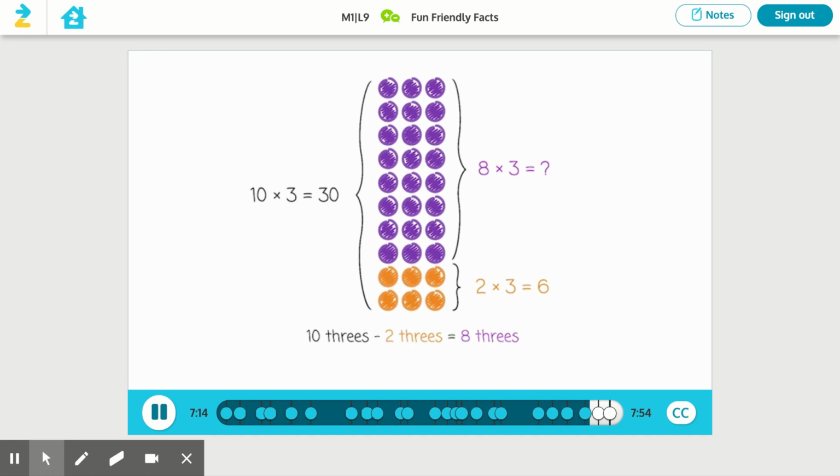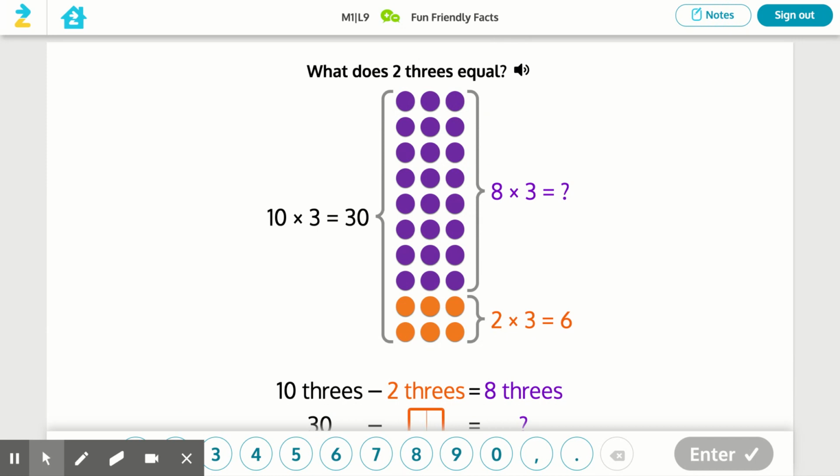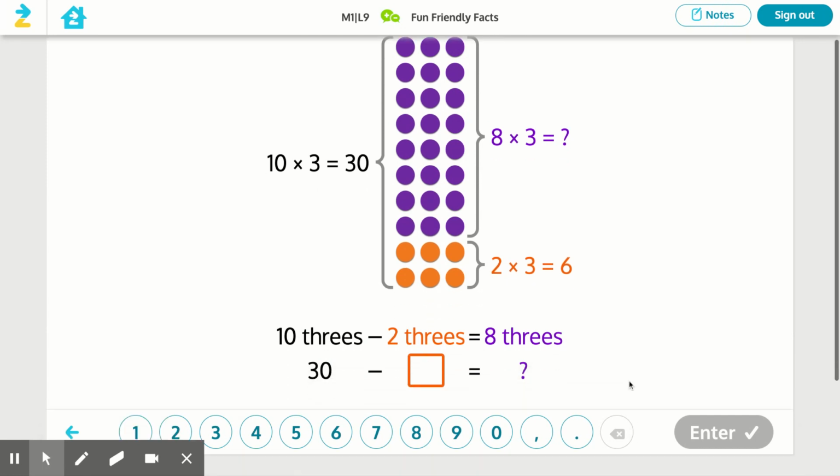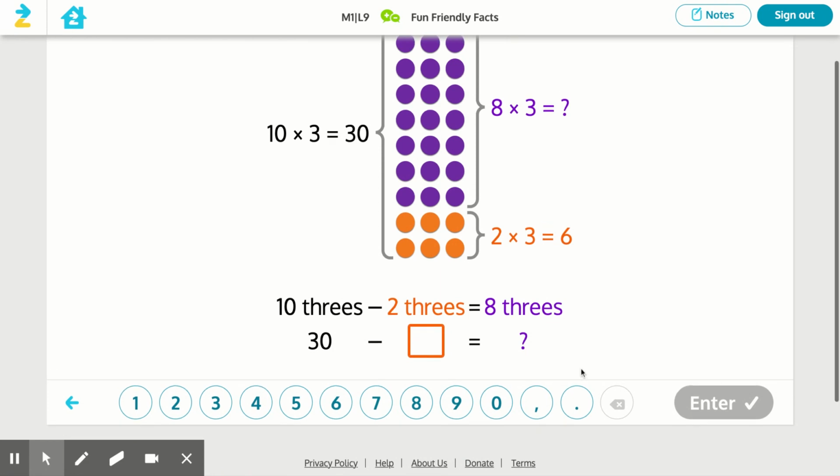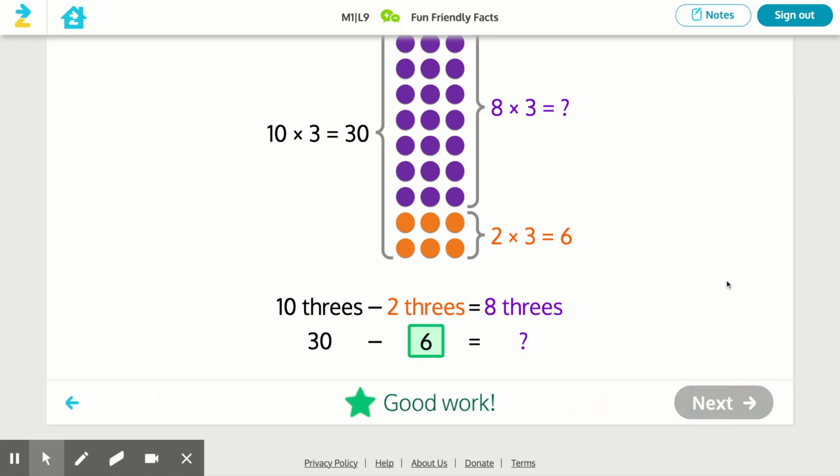Let's rewrite this using numbers. 10 3's is 30. What's 2 3's? Answer, then subtract. All right, guys. So we know that 10 3's is 30. 2 3's is 2 times 3, which is 6. So 2 3's is 6.